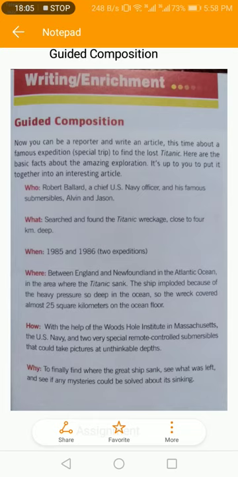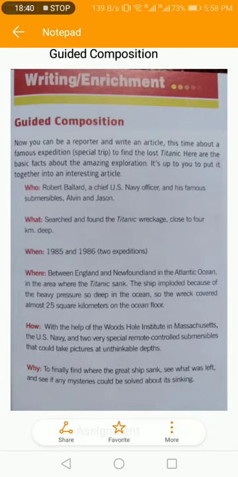So it means that Robert Ballard and his famous submersibles, Alvin and Jason, searched and found the Titanic wreckage that was close to 4 km deep, and it happened in 1985 and 1986. It happened between England and Northumberland in the Atlantic Ocean, in the area where the Titanic sank. The ship imploded because of the heavy pressure so deep in the ocean, so the wreck covered almost 25 square kilometers on the ocean floor.